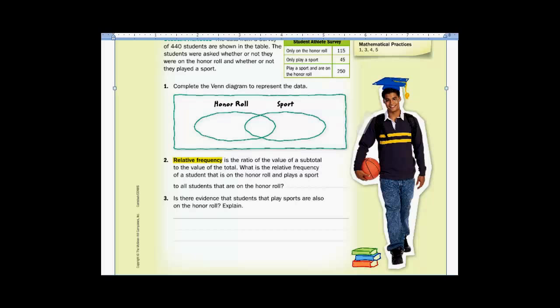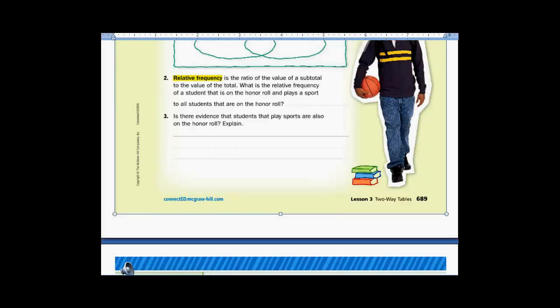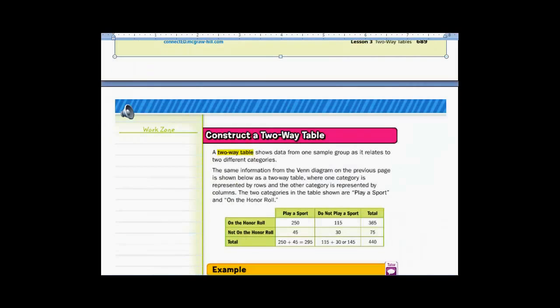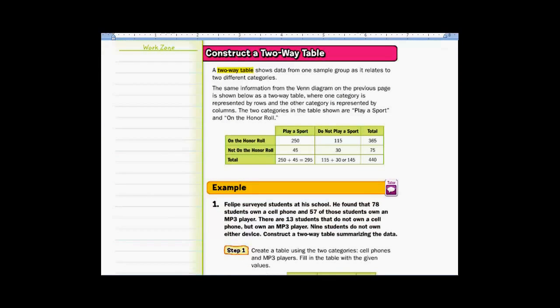So let's take this information and make a two-way table using that same information. Basically, you're talking about playing a sport, not playing a sport, on the honor roll, not on the honor roll. So you've basically got four different things here. If you have studied heredity in science class, the Punnett Square, that's what you're talking about. Kind of like the mom's genes, the dad's genes, and what they could create together.